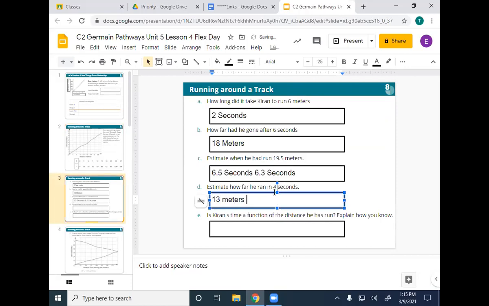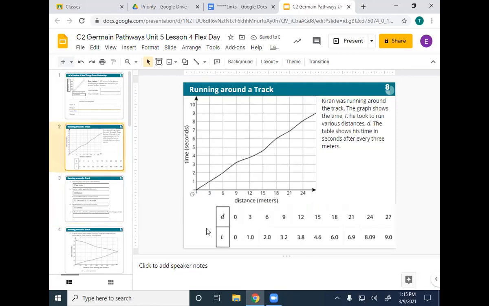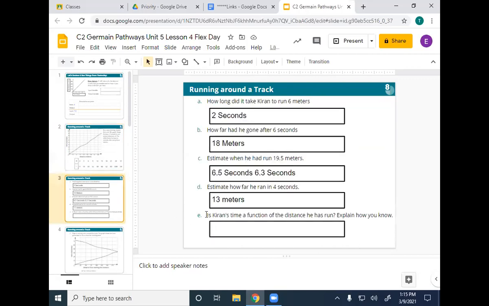Because she said 4 seconds fell between on this table where our T was between the 3.8 and the 4.6. So she said some number between 12 and 15, 13. Did someone get a different answer there? 13 meters. What else do people get for answers here? Olivia? You can also get 13.5. 13.5 meters. I like it.